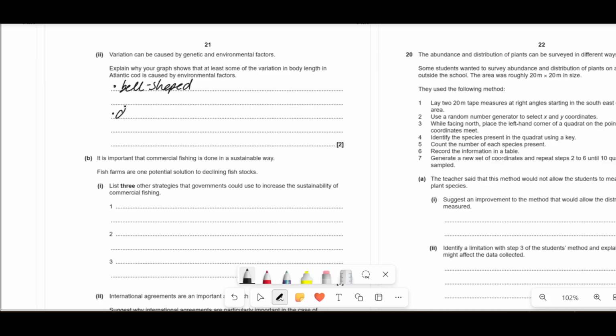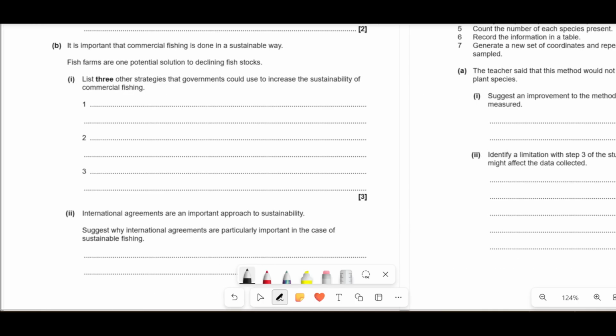And that shows that the data is continuous, and that's what supports environmental factors being the case. So now it says it's important that commercial fishing is done in a sustainable way. So fish farms are one of the potential solutions to declining fish stocks. It lists 3 of the strategies that governments can use to increase the sustainability of commercial fishing.